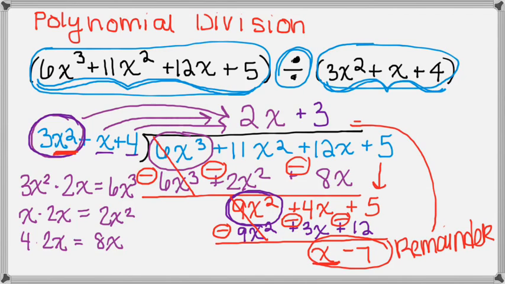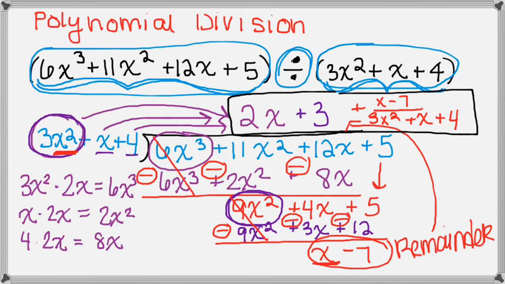So I'm going to complete my answer by saying that it's 2x plus 3 plus x minus 7 over our original denominator, which is 3x squared plus x plus 4. So this is our answer: 2x plus 3 plus x minus 7 over 3x squared plus x plus 4.